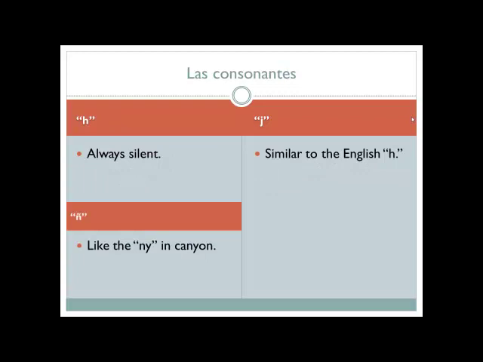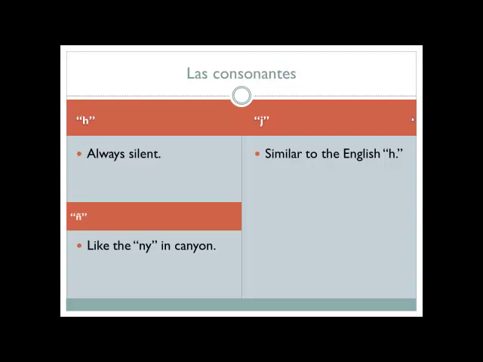Our next set of consonants, the first is H, which is always silent. So keep that in mind. There will never be a sound associated with H in Spanish. The ñ, the N with the tilde over the top, is pronounced like the NY in the English word canyon. And the J is pronounced similar to the English H.